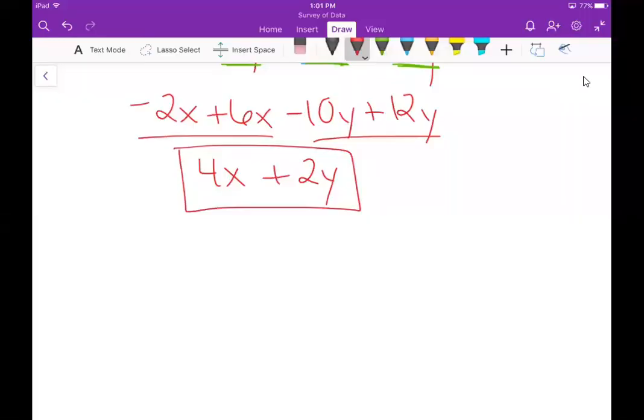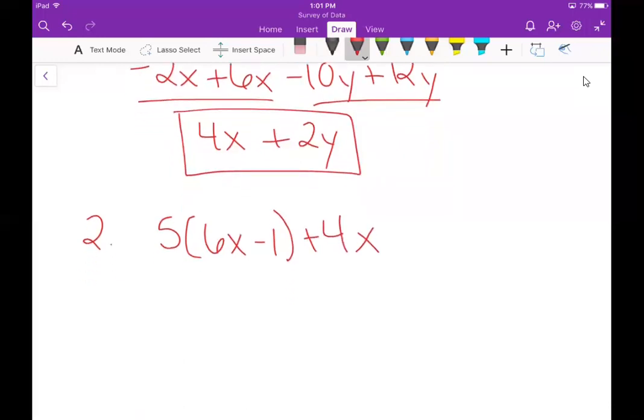Okay, let's do another one. This one, let's take 5 times (6x minus 1) plus 4x. So we've got the 4x on the outside of the parentheses. We'd like to combine that with that other x term we see, but before we can do that, we need to know what the exact x term is. We need to take out and do that distribution, okay?